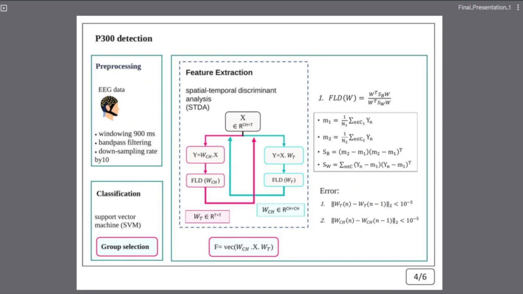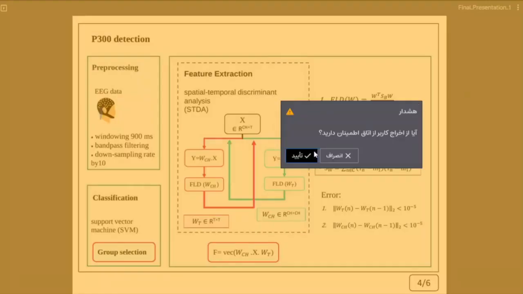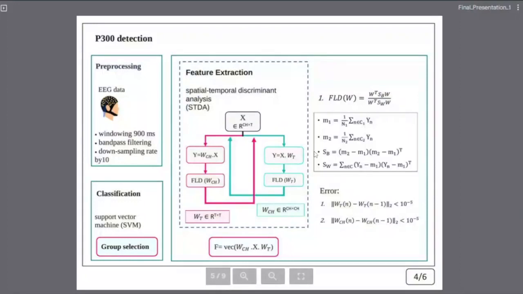Following the features extracted by the STDA algorithm, we applied a support vector machine, called SVM, to classify the P300 signals. Actually, the target group was recognized in this step.